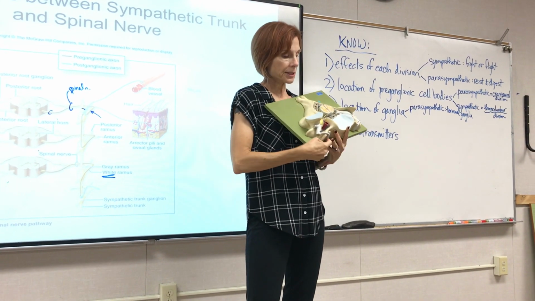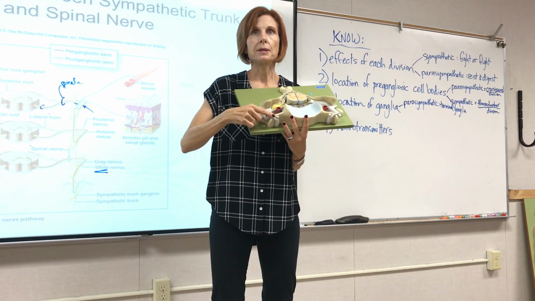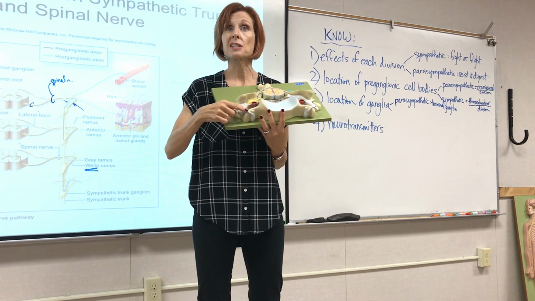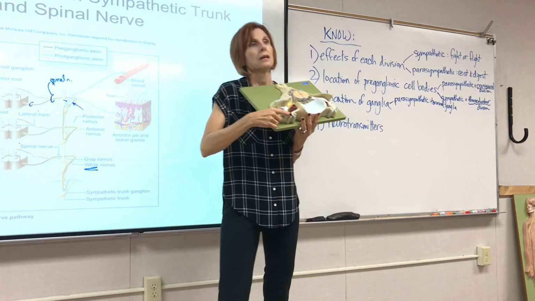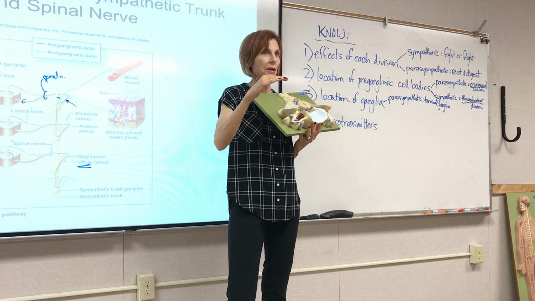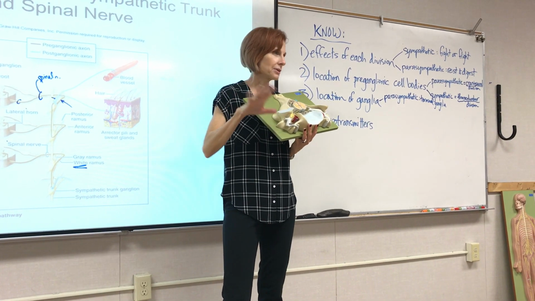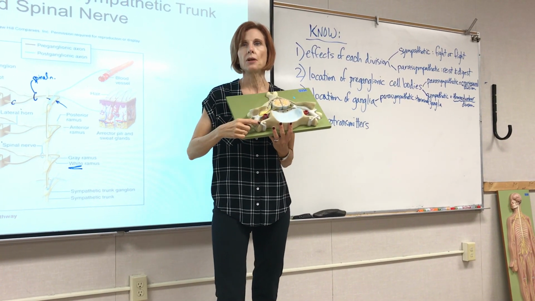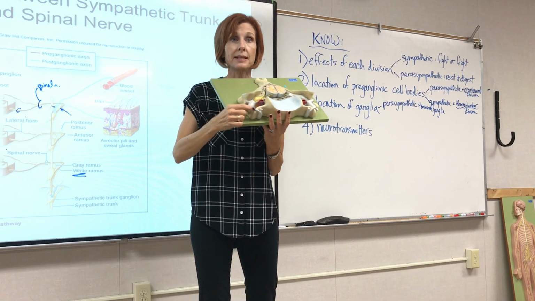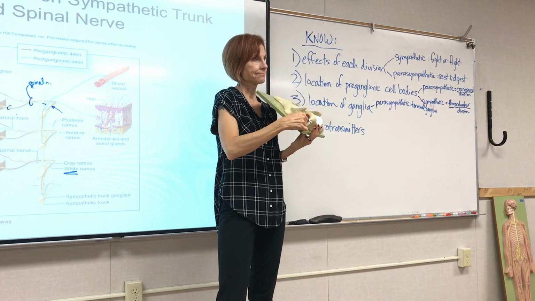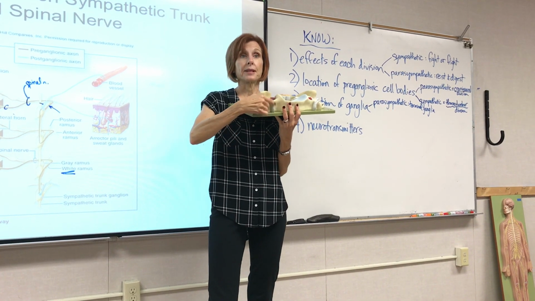Because this would be where the postganglionic neuron is going back to the spinal nerve, this is really the gray ramus. The white rami are only located from T1 through L2. That's kind of a technicality that you don't really have to worry about. So if you just call this a sympathetic ramus, that's good enough. Okay, so this is the sympathetic ramus going into the sympathetic trunk.